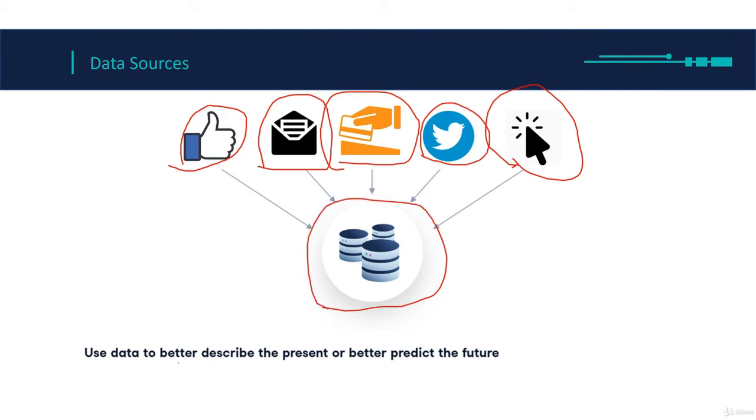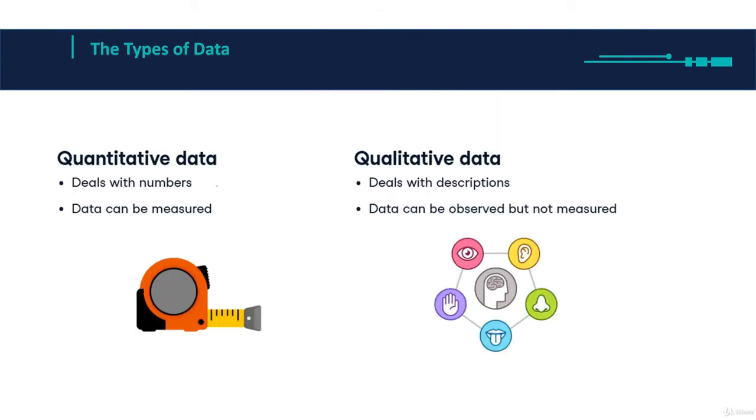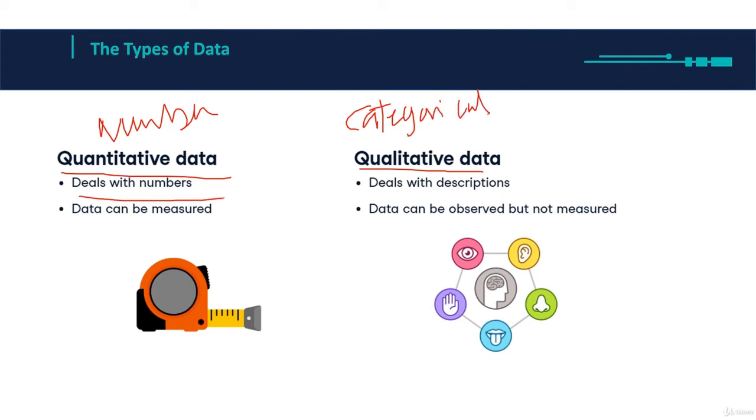We basically use the data to describe the present, and we also use it to predict the future. Then we have types of data. We have quantitative, which I will call numbers, and then we have qualitative, I'll call them categorical. Okay, we will take examples. Quantitative deals with numbers and they can be measured. Qualitative, they describe the thing and they can be observed, I mean like seen, but they cannot be measured.